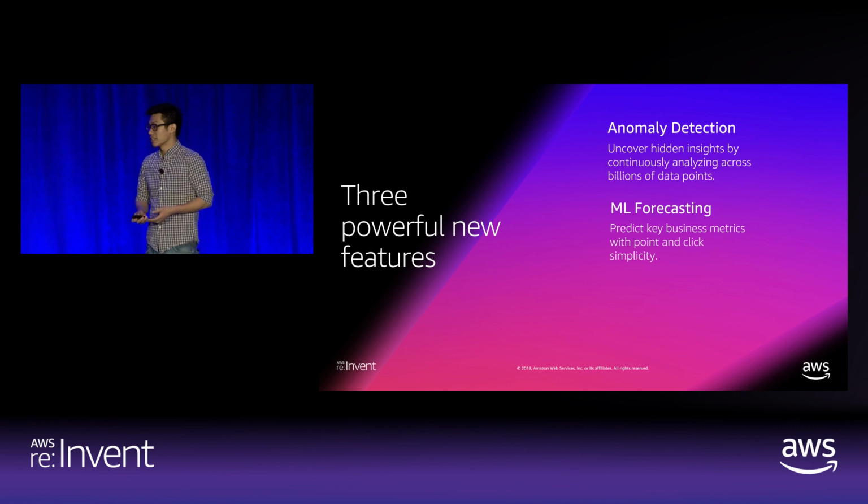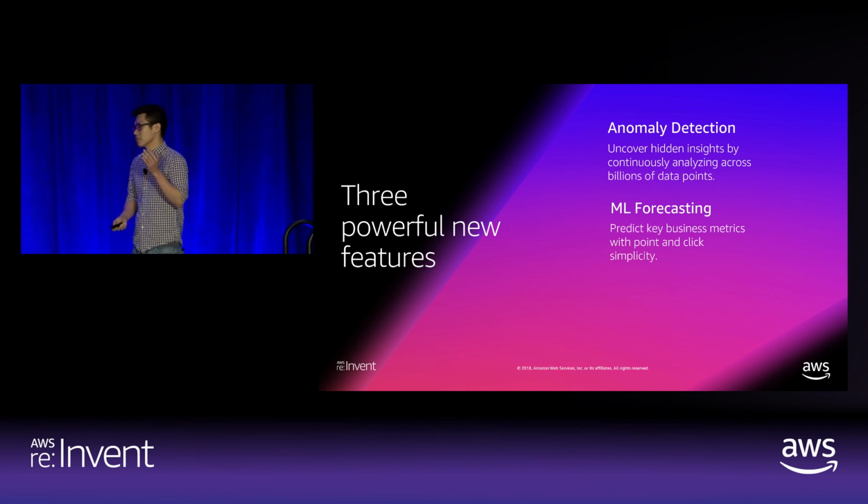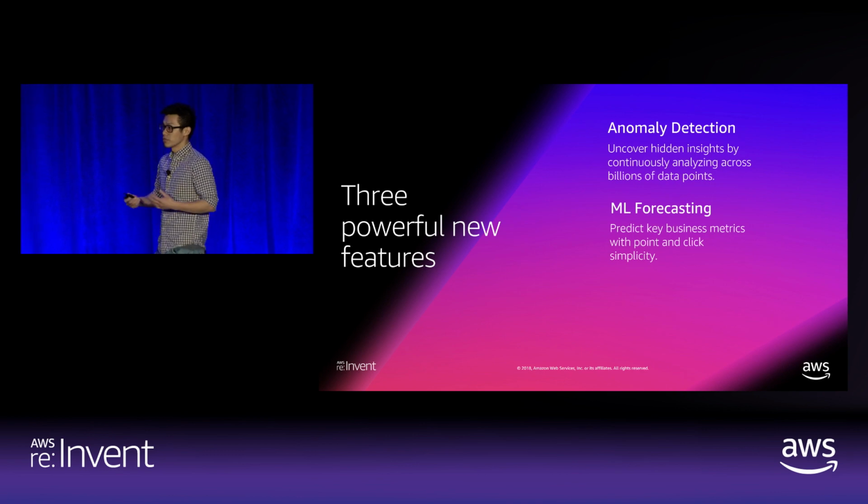The second functionality that we're announcing today is ML forecasting. And the name is pretty self-explanatory. But we wanted to make it really, really easy to use so that anybody that is consuming a dashboard that has been shared with them can go and just with a click of a button, be able to get a really good forecast out of their business metrics.